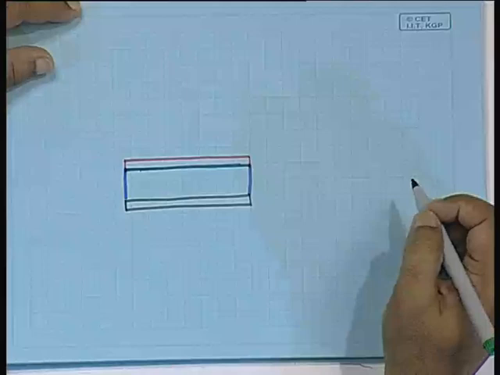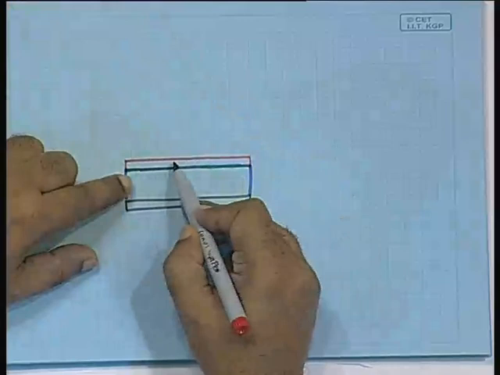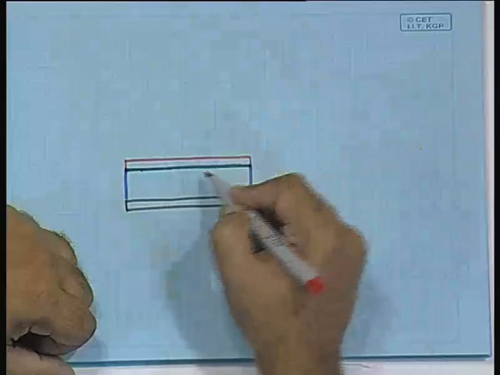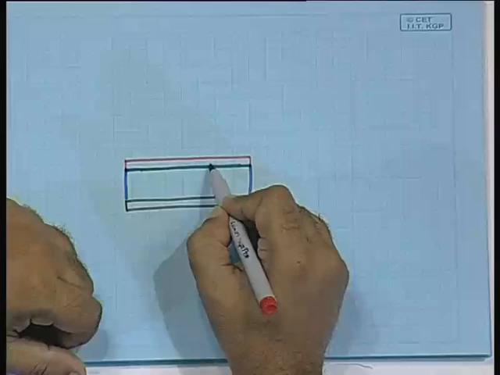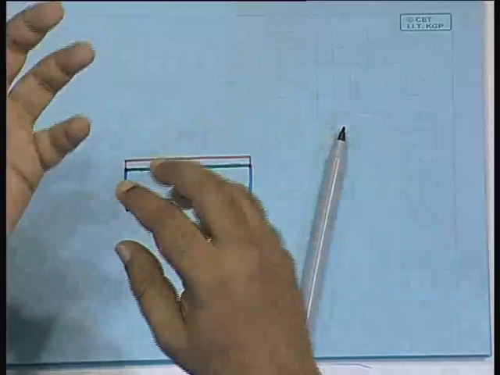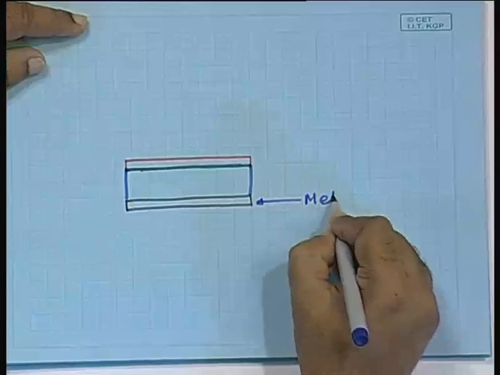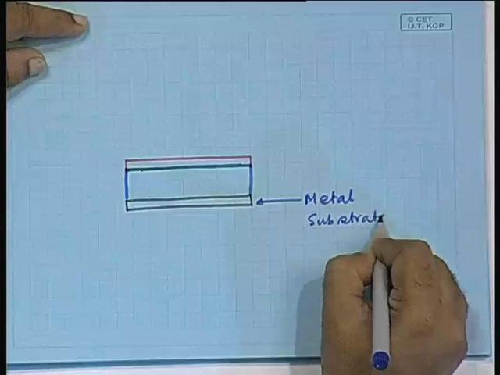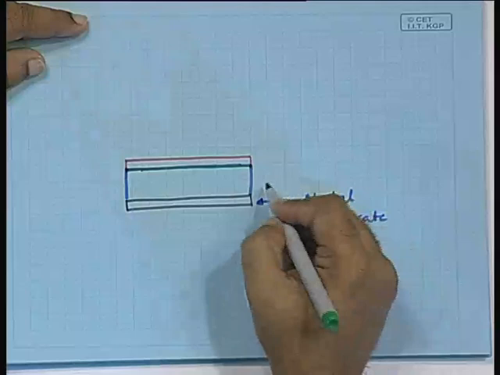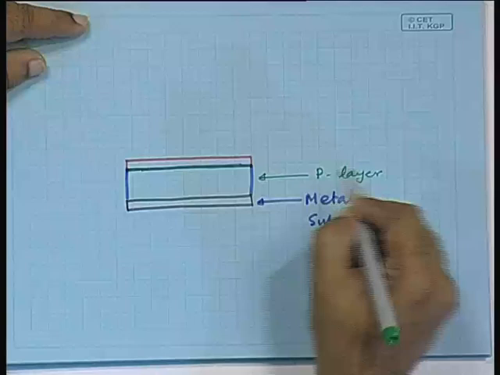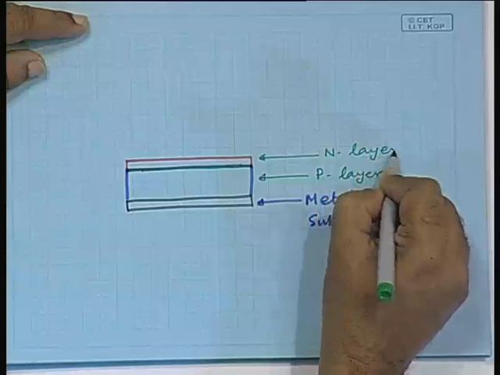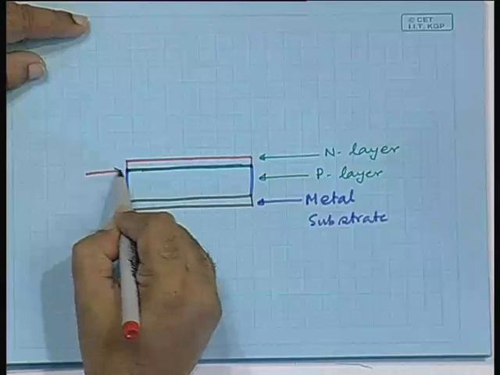So light falls on the top surface, and the depth of the N layer is made such that the light penetrates up to the junction level. So it is actually a very thin layer. It's not a thick layer. It's not that you take some N and you take some P and just put it like this. No, it's not like that. It is grown in a different way. I'll come to that later. So here is the metal substrate, here is the P layer, and here is the N layer, okay. And this fellow is the p-n junction.